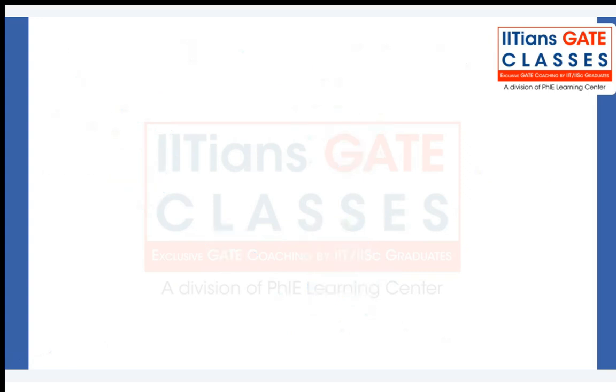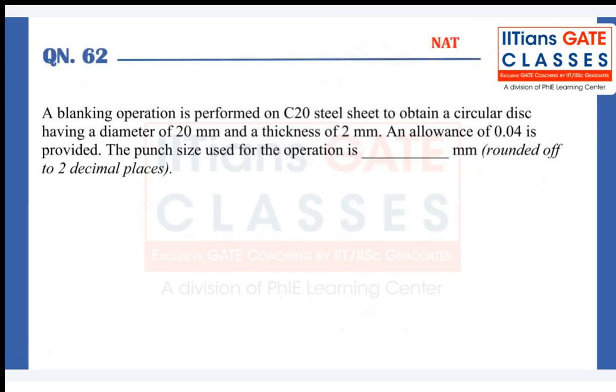Again, metal forming operation. A blanking operation is performed on a C20 steel sheet to obtain a circular disc having a diameter of 20 mm and thickness of 2 mm. Allowances are given, 0.04 is provided. The punch size used for the operation is, that is what we need to find, guys.